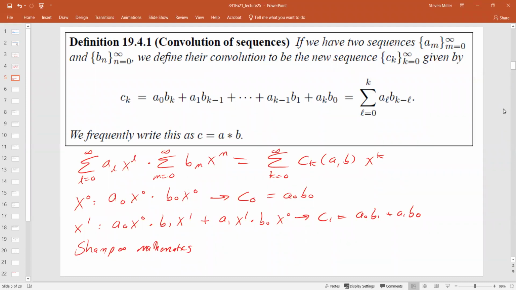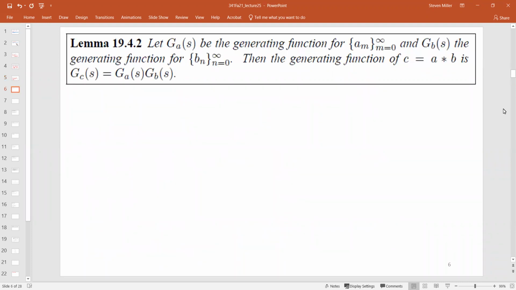Okay. So when you are looking at this, this is screaming at you so loud that the music is drowned out, that there should be a nice result about products of generating functions. If I take the generating function of A and multiply it by the generating function of B, that's going to be the generating function of the convolution. And in fact, that is exactly what comes next.